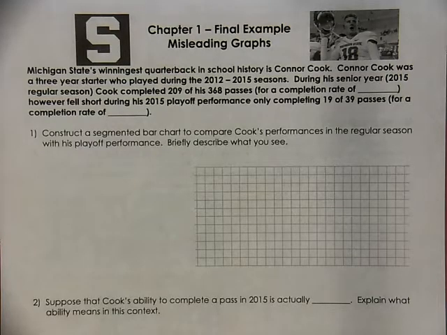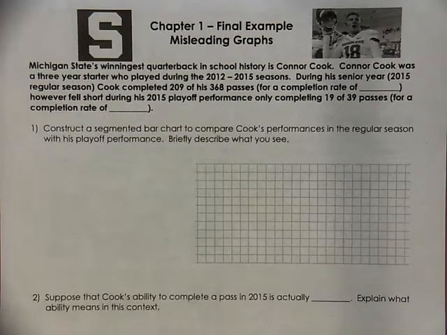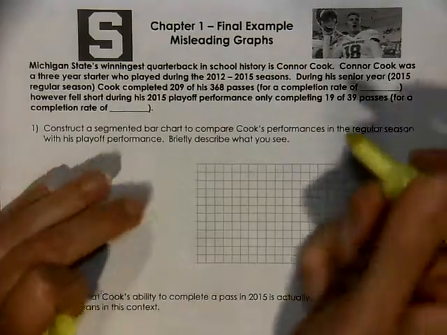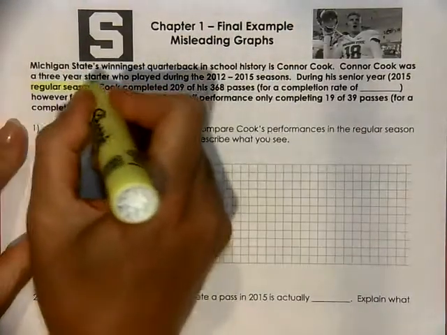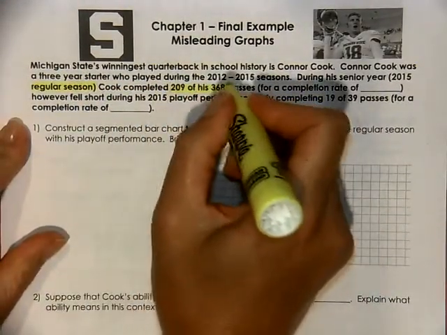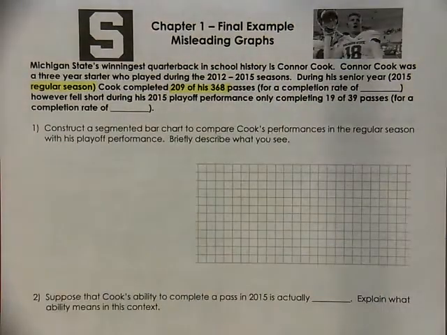So, yes, I picked a Michigan State example. You guys know me too well. Michigan State's winningest quarterback in school history is Connor Cook. Connor Cook was a 3-year starter who played during the 2012-2015 seasons. During his senior year, which was 2015, Cook completed 209 of the 368 passes. So that was during the regular season.